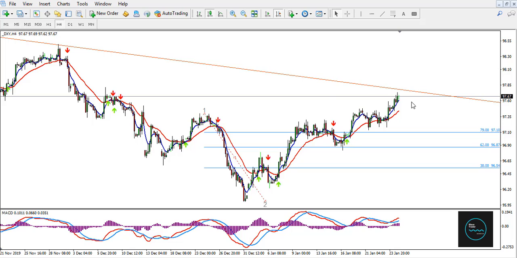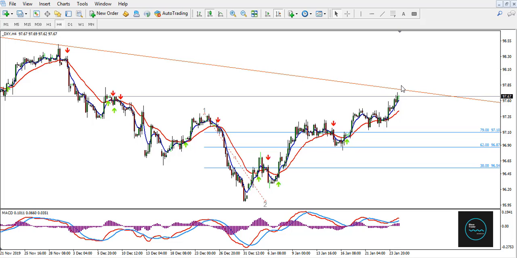So how are you going to factor this into your trading? If you are going to be looking at the major pairs, the GBP, the Euro, the USD, the New Zealand, the Aussie, and the Swiss, then we will be thinking to buy.